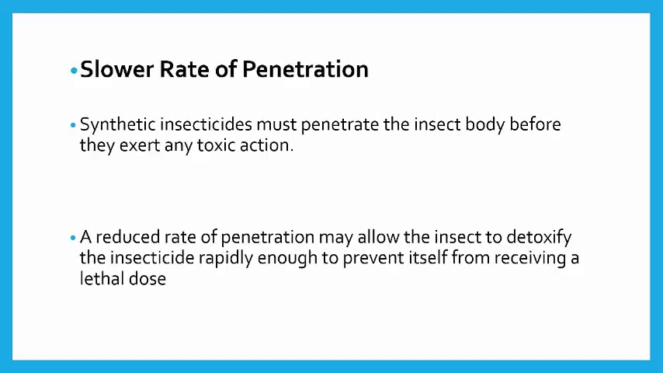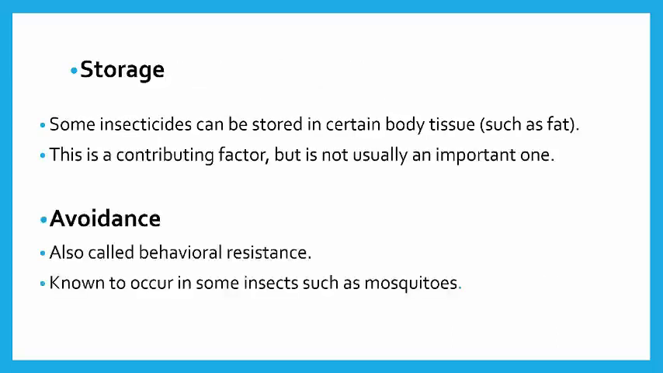When dealing with a slower rate of penetration, synthetic insecticides must penetrate the insect body before they exert any toxic action. A reduced rate of penetration may allow the insect to detoxify the insecticide rapidly enough to prevent itself from receiving a lethal dose. Some insecticides can be stored in certain body tissues, such as fat. This prevents the toxin from reaching its target site. This is a contributing factor, but it is not usually an important one.